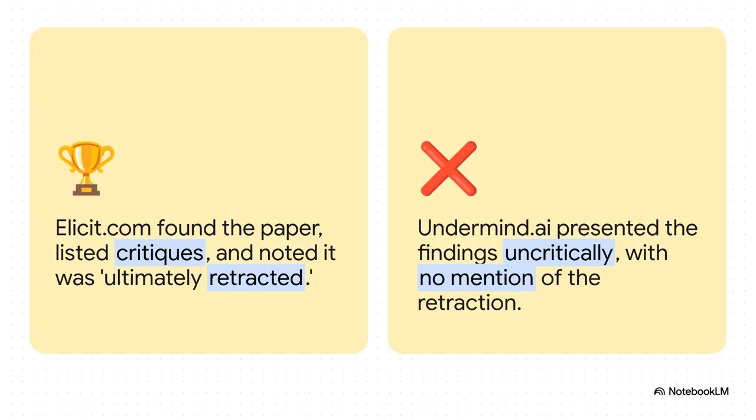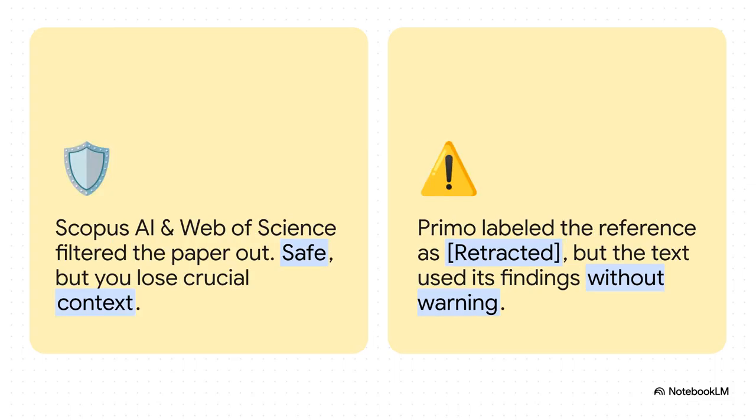But then, on the complete other end of the spectrum, you had a tool called Undermine.ai, and it just presented the zombie paper's findings as fact. No warning, no red flags, nothing. Then you had a bunch of other tools that kind of fell in the middle. Scopus AI and Web of Science, for example, they played it super safe. They basically just filtered the paper out, pretending it didn't even exist. Which, okay, it's safe, but you also lose all that important context about why it was so controversial.